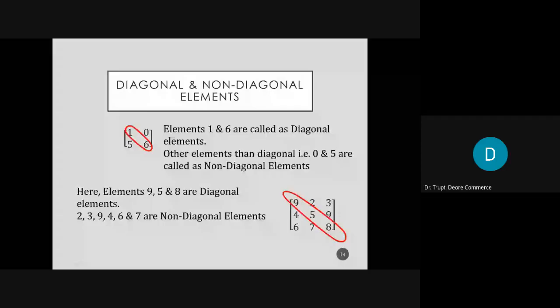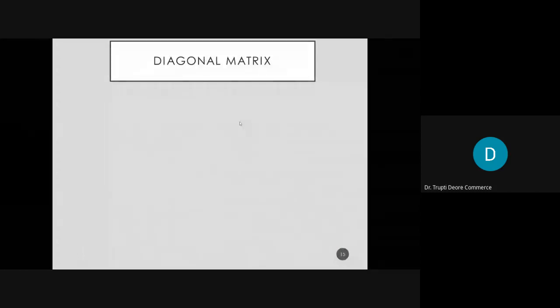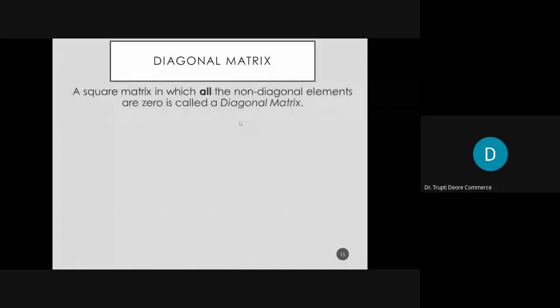Okay, thank you. So with the help of this, we can define the next type. The next type is the diagonal matrix. A diagonal matrix means a square matrix. Always remember, diagonal is always defined with the help of square matrix only. In a square matrix, one in which all non-diagonal elements are 0 is called a diagonal matrix. Only non-diagonal elements being 0 makes it a diagonal matrix. Let's see the example. Here, the non-diagonal elements are 0, 0, right?